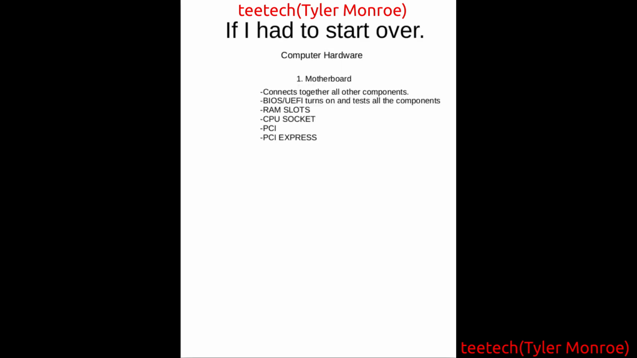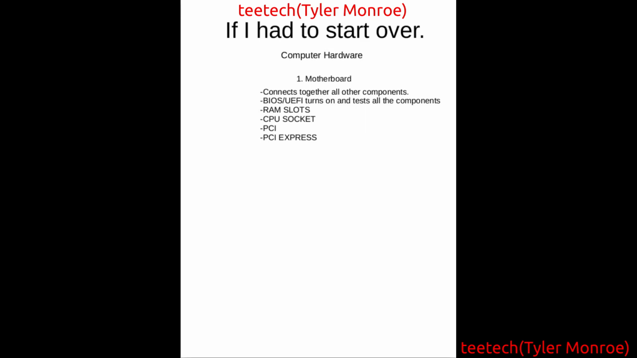So we're going to start here with the motherboard. Well, the motherboard connects all the other components together. So it gives them a way to communicate, alright? Kind of like streets connect different parts of a city together. It gives them a way to travel around.